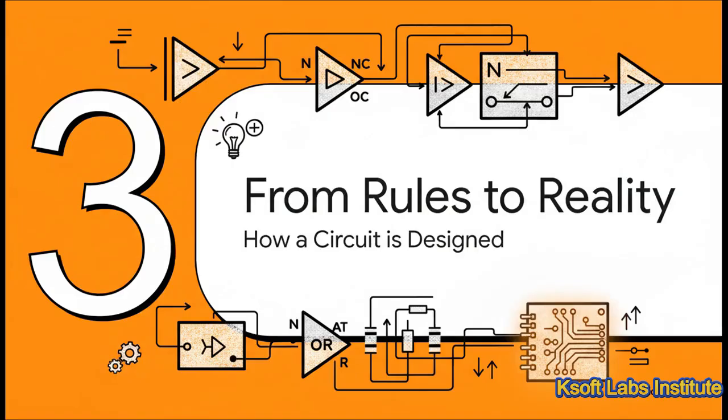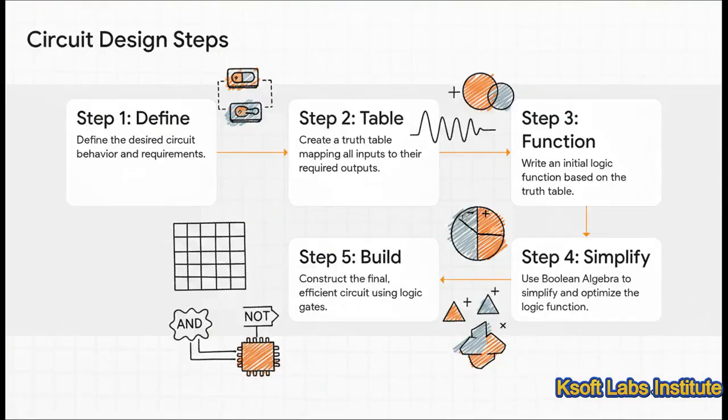Okay, so this is all great in theory, but how does an engineer actually go from a real-world problem to a physical, working circuit? Well, there's a pretty clear path they follow. It really is a step-by-step process. First, you define what you need to happen. Then, you make a truth table for all the possibilities. Step 3, you write out a logic function from that table. But now, here comes the magic trick. Step 4, you use Boolean algebra to simplify that function, to make it better. And only then, at step 5, do you actually build the circuit. That simplification step is everything.